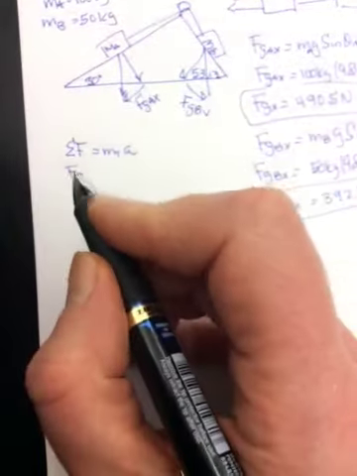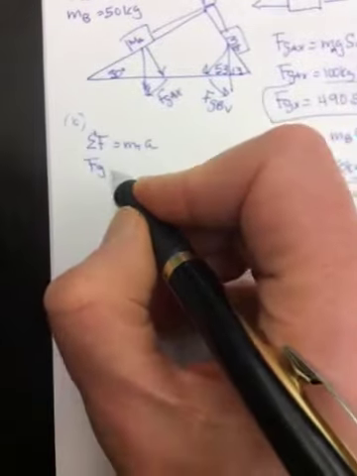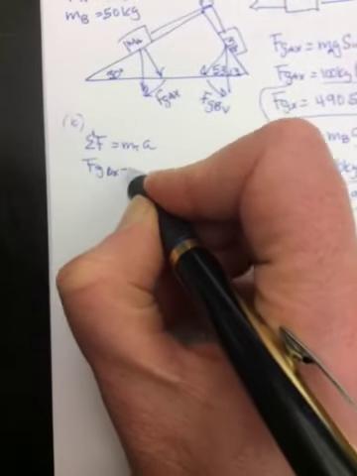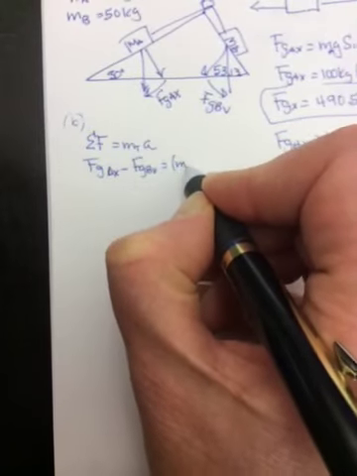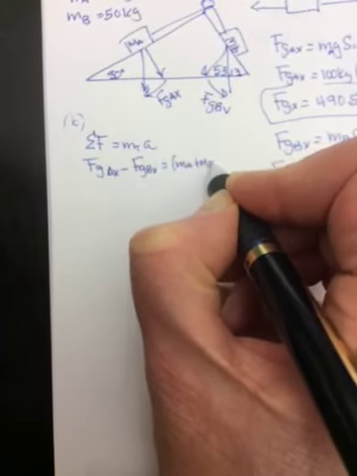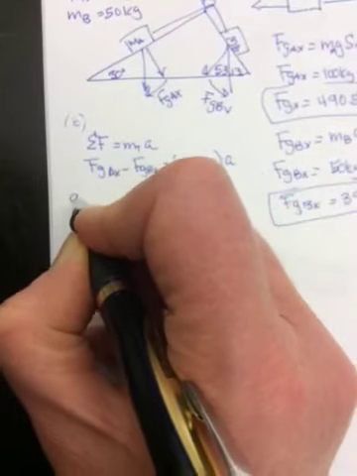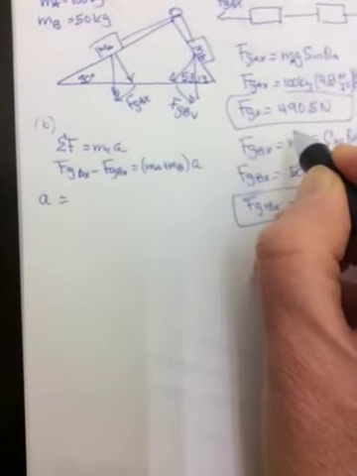Okay, so back to number 8, we were on part B. We were about to find the acceleration. So it'll be FGAX minus FGBX is equal to MA plus MB times A, and we're solving for A. So FGAX we already found.